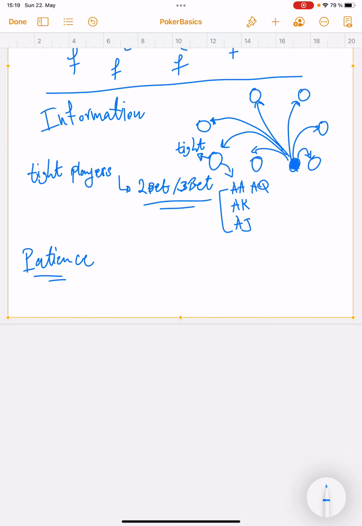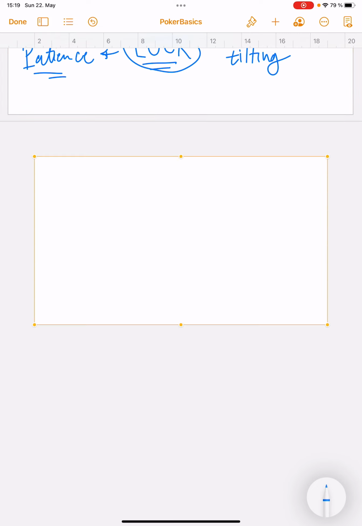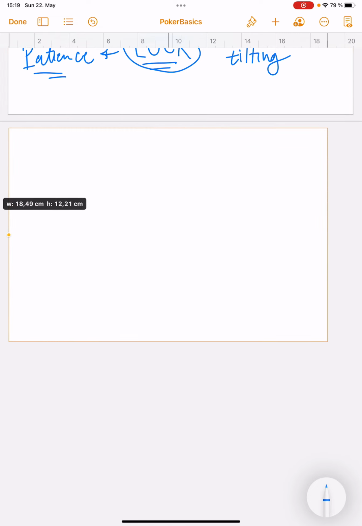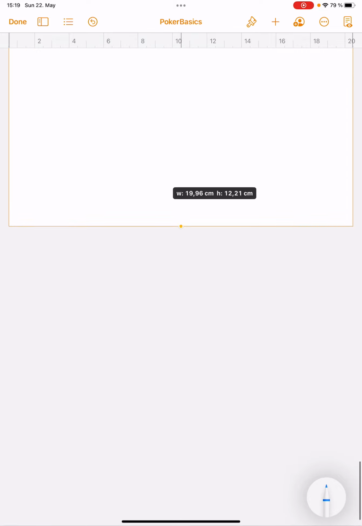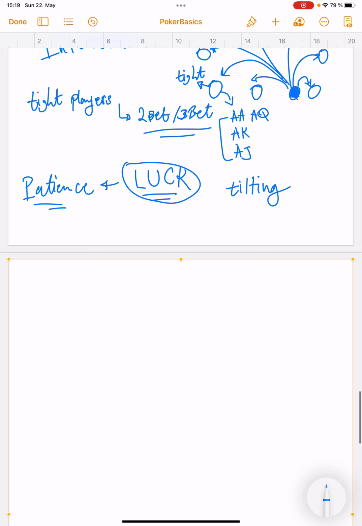But anyways, luck is another, I will write it in all capitals. Luck is also part of poker. This you need to bear in your mind. And since luck is part of the game, then you need to have patience, because there is a term called tilting. So tilting is, I will give you a very nice example of tilting. And tilting is really, really lethal because it can kick you out.